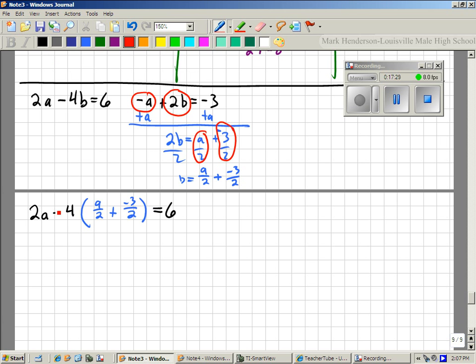So here's what happens. If you remember, we changed this to plus and negative 4. If you remember that from last year. If you don't, that's what you do to it. And then you multiply negative 4 through. So I have negative 4 times a over 2 is negative 2a. So I have 2a plus negative 2a. Then I have negative 4 times negative 3 over 2, which is plus 6. Then this 6 over here stays the same.